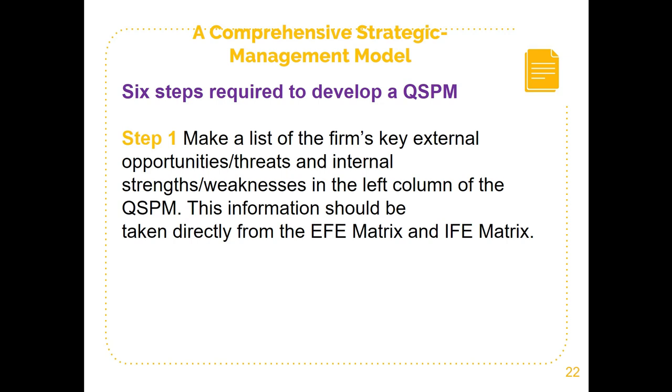Okay. So these are the 6 steps required to develop a QSPM. Step 1: make a list of the firm's key external opportunities, threats, and internal strengths and weaknesses in the left column of your QSPM. This information should be taken directly from your EFE matrix and IFE matrix.